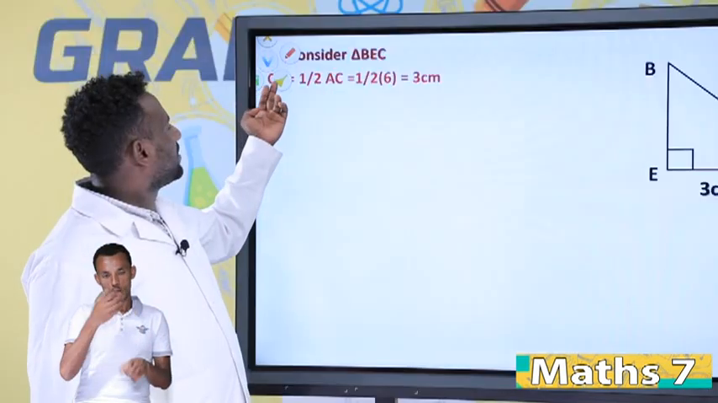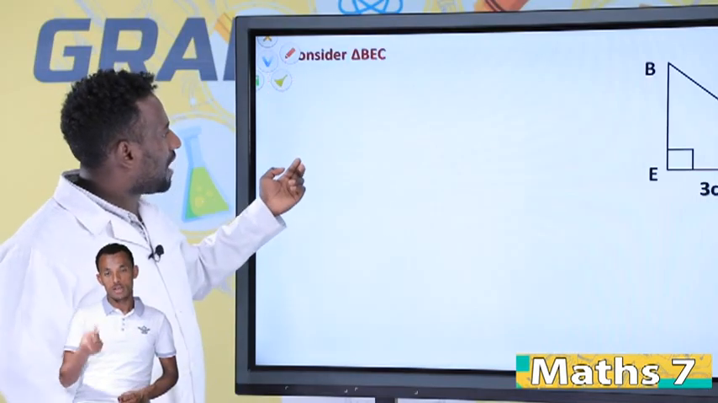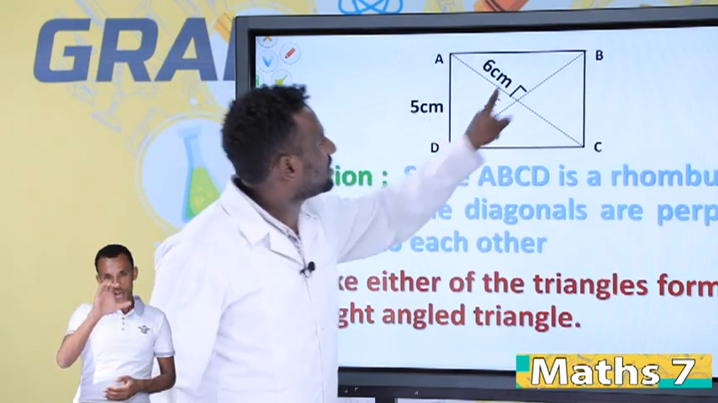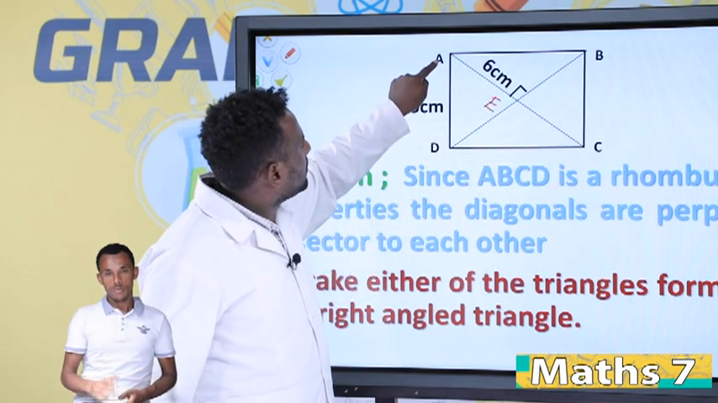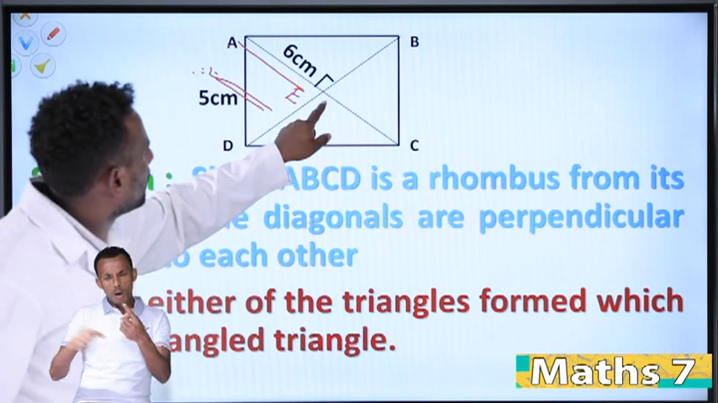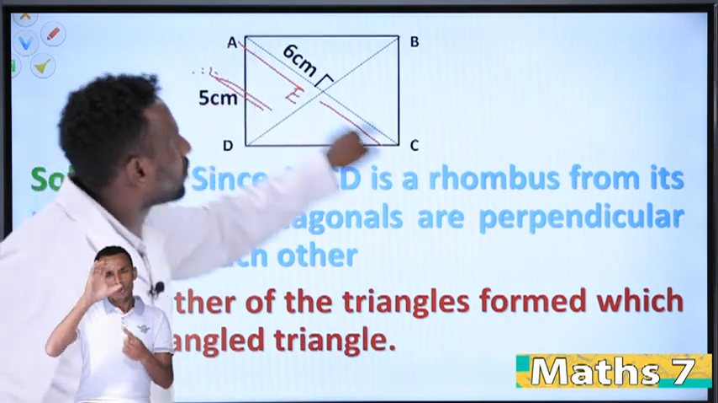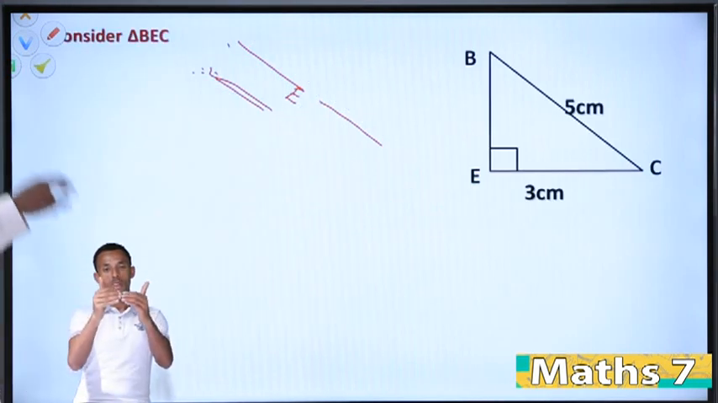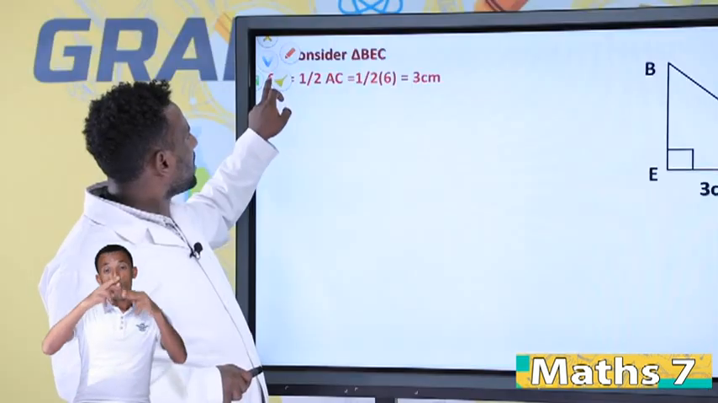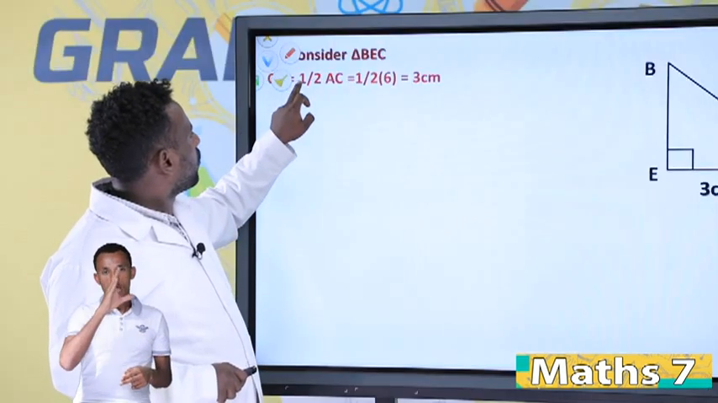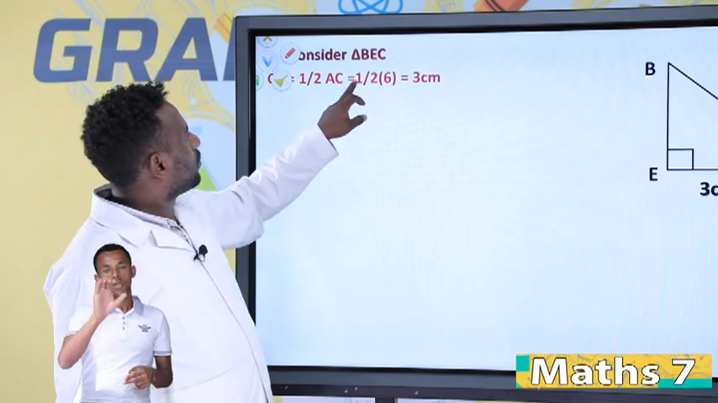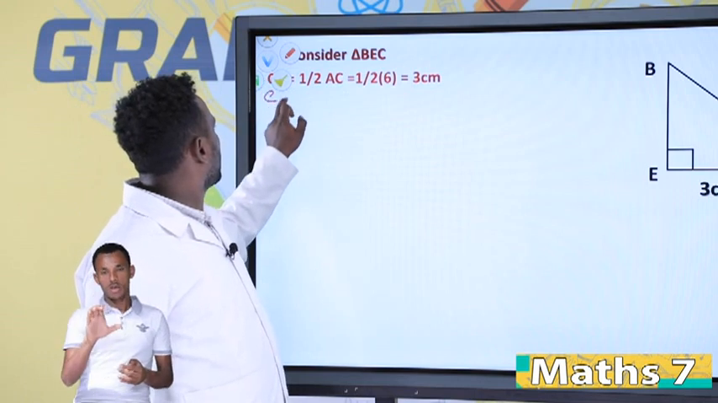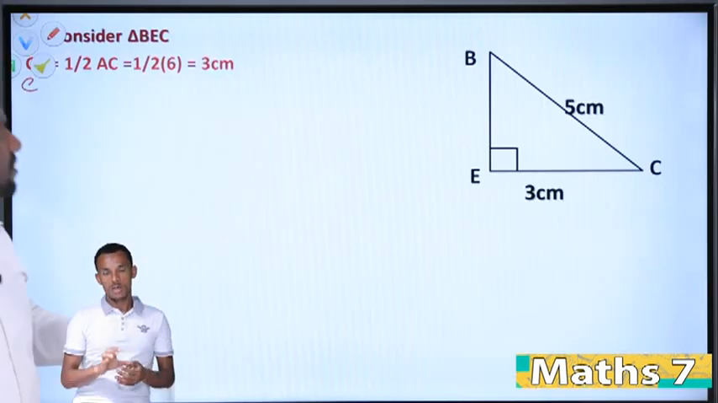So on the above figure, this one is E. AC is 6 centimeter. The distance from A up to E and from E up to C is half of the length of AC. So AE and CE are equivalent. On the rhombus, AC, half of AC is 1/2 times 6 centimeters, 3 centimeters. So CE, or AE, is 3 centimeters.